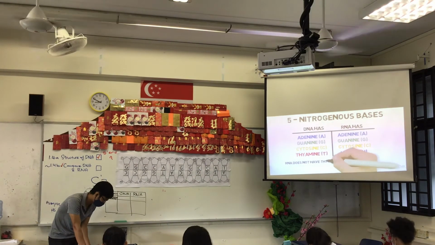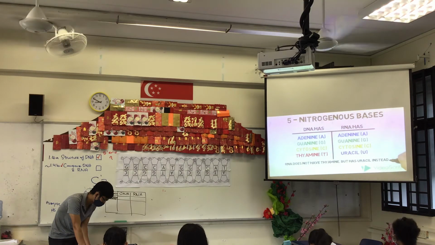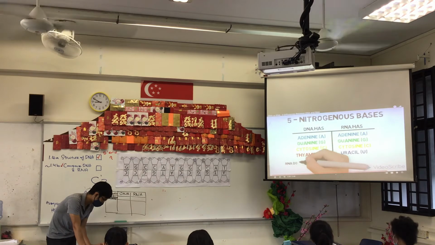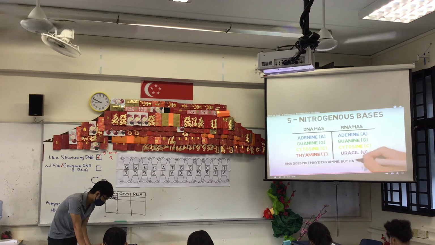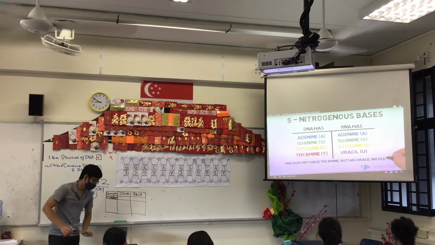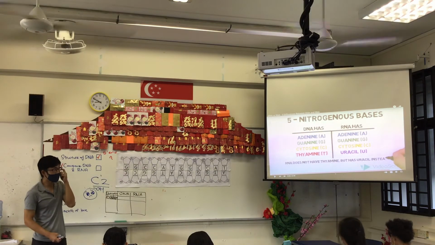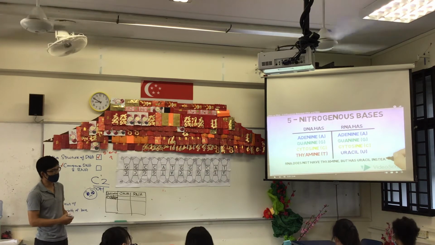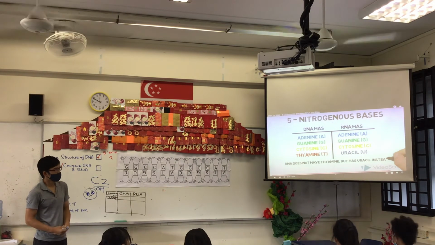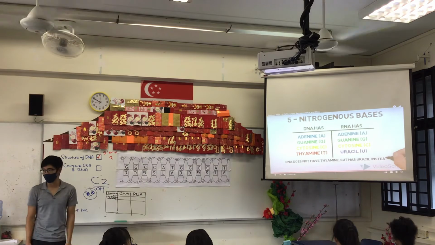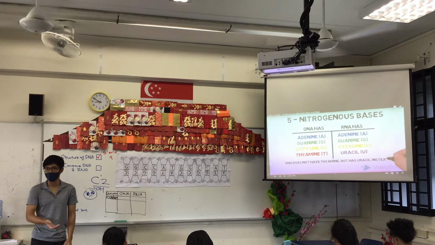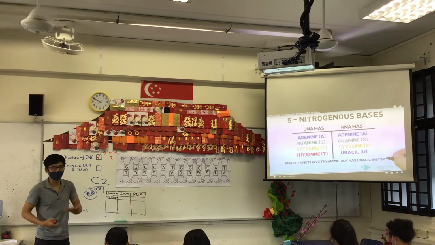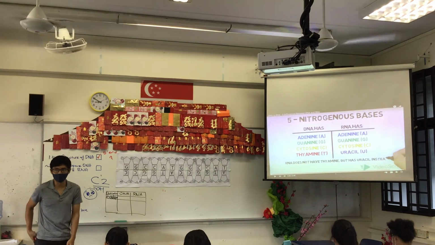So RNA does not have thymine, but has uracil. Instead, it replaces thymine with uracil. So every time you see a U, what RNA is trying to represent is a thymine, but it doesn't have thymine.